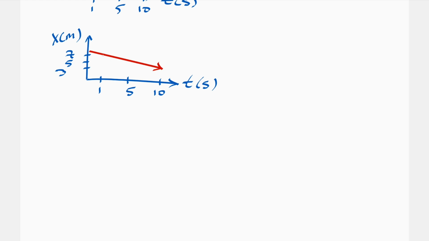Okay, so at 1 second, it looks like we appear to be at 7 meters, right? And then at 5 seconds, it appears that we're at 5 meters. And then at 3 seconds, it appears that we're at 10 meters. Okay, and what this means is that you can see that the slope of this line, and I'll write m equals constant.